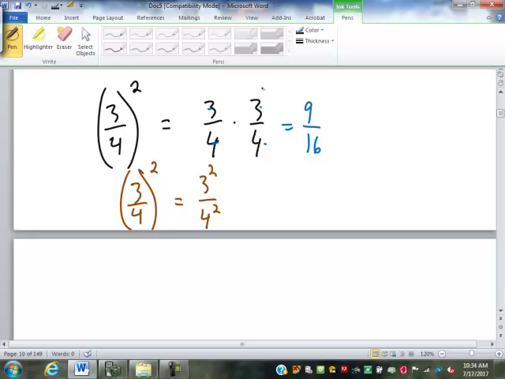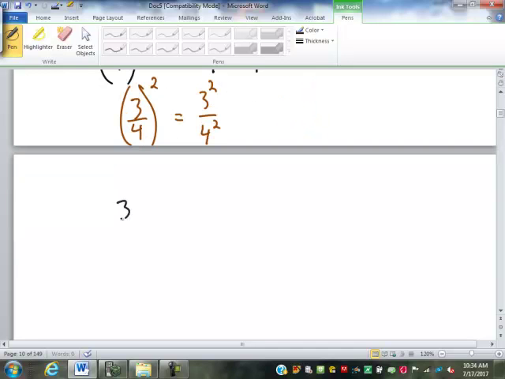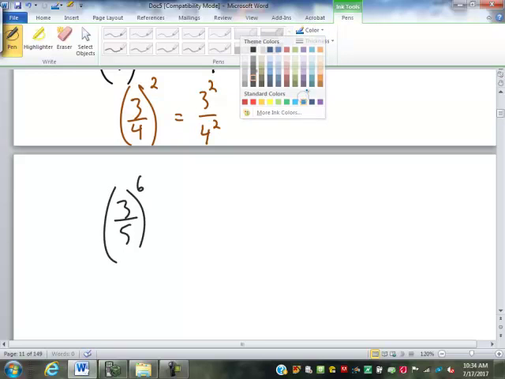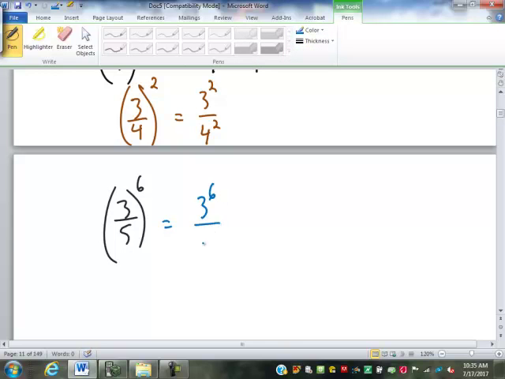And that's true of any power. If I have 3/5 to the power of 6, I can make that 3 to the power of 6 over 5 to the power of 6. 3 to the power of 6 is 729. 5 to the power of 6 is 15,625. And that's it. 3/5 to the power of 6 is 729 over 15,625. Any questions?